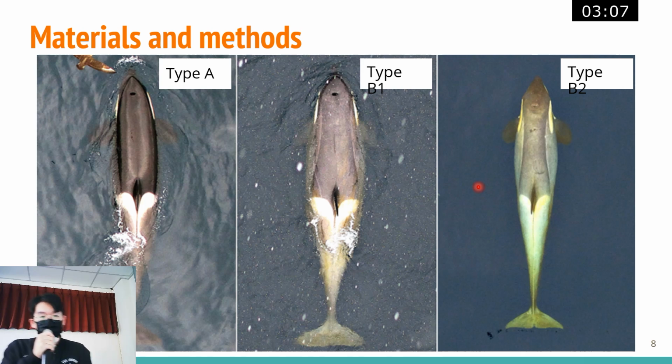And type B1 looks dirtier than type A, and it is the second largest. Type B2 has an appearance similar to type B1, but is smaller than type B1. And on the back there is some yellow color. It looks dirtier.